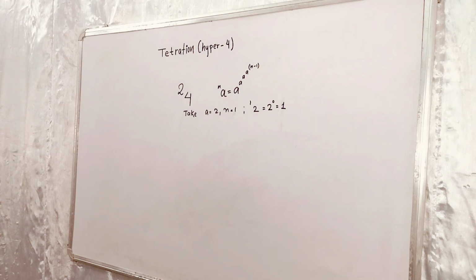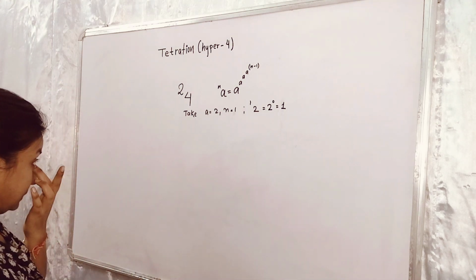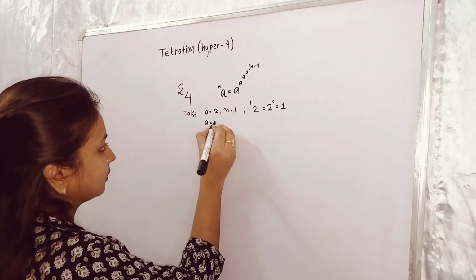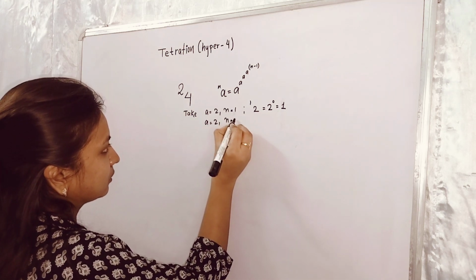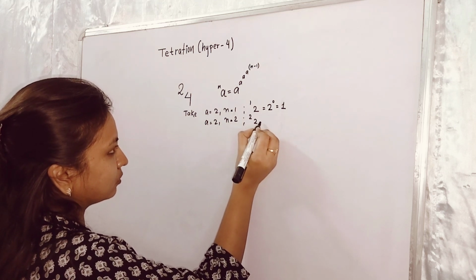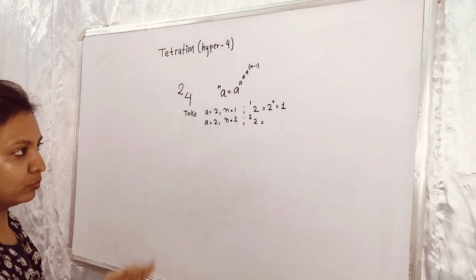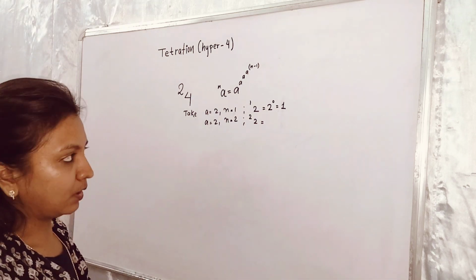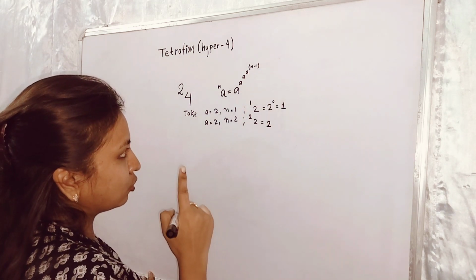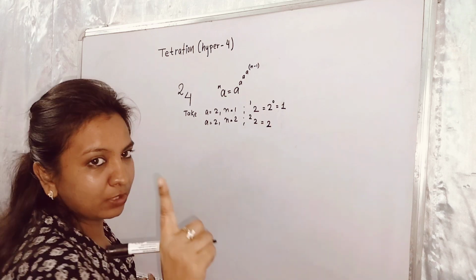Yes, I think that will be 1. Yes, fine. Now when a is 2 and n is 2, fine, then it will be 2 to the power 2, right? You will write it in this way. So now 2 to the power n minus 1, that is 2 minus 1, it means only 1 power.